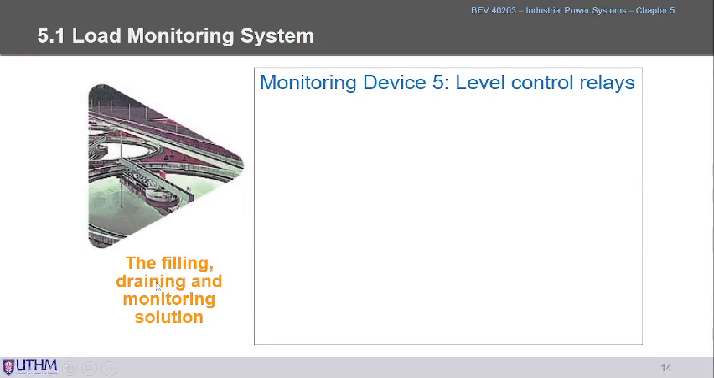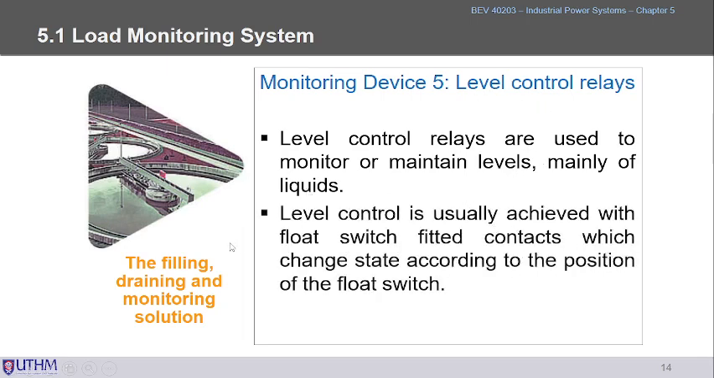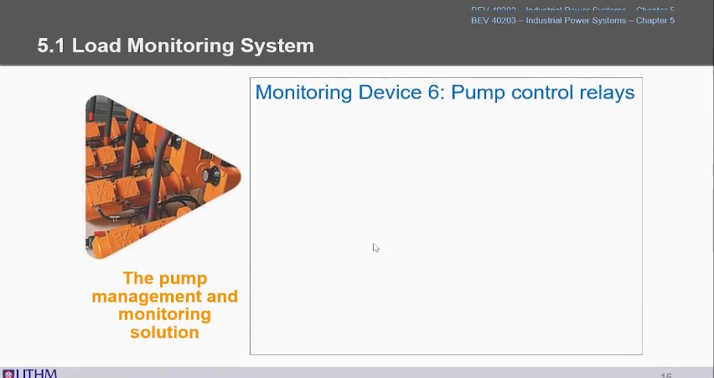And in filling or draining monitoring solutions, we can use level control relays. This is normally used for liquids monitoring. For example, you have a water tank and you want to know the level of the water, then you can use the level control relays. Level control normally uses a float switch to control it.